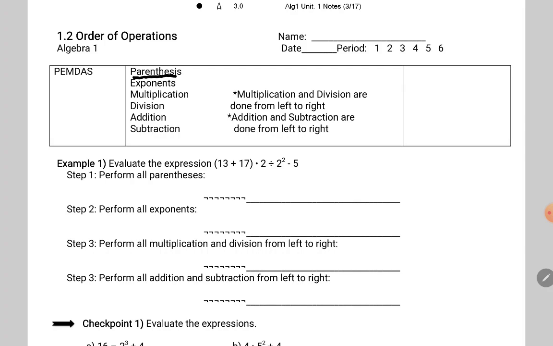Evaluate the expression. They have in parentheses 13 plus 17, and then times 2 divided by 2 squared minus 5. We're always going to follow PEMDAS. If you need to write this on your paper, PEMDAS, or please excuse my dear Aunt Sally. That's one way to remember it, or you can just remember PEMDAS.